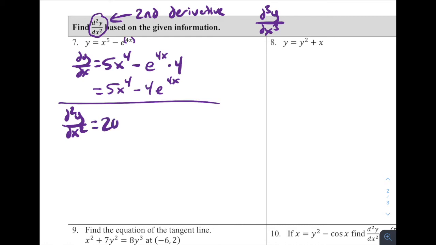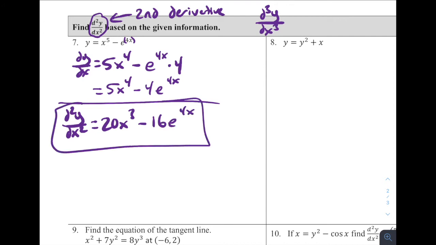So that's going to be what? 20x to the third minus, if we take the derivative of this piece again, another 4 is going to come out. So that's going to be minus 16e to the 4x. That would be our second derivative.